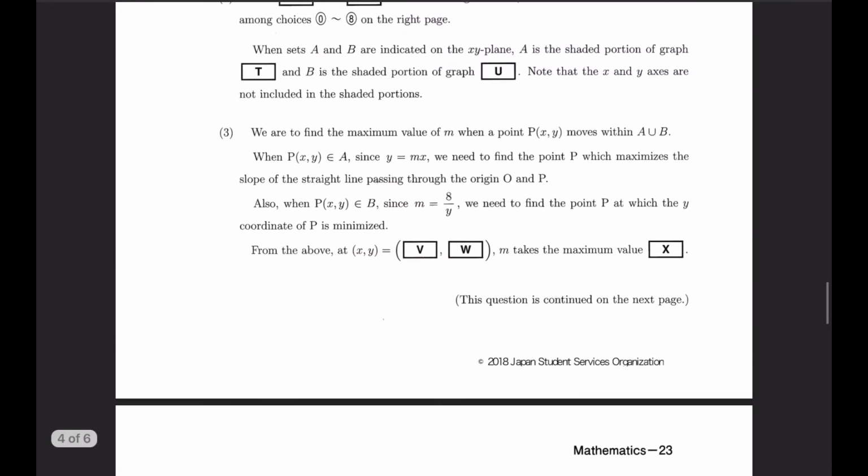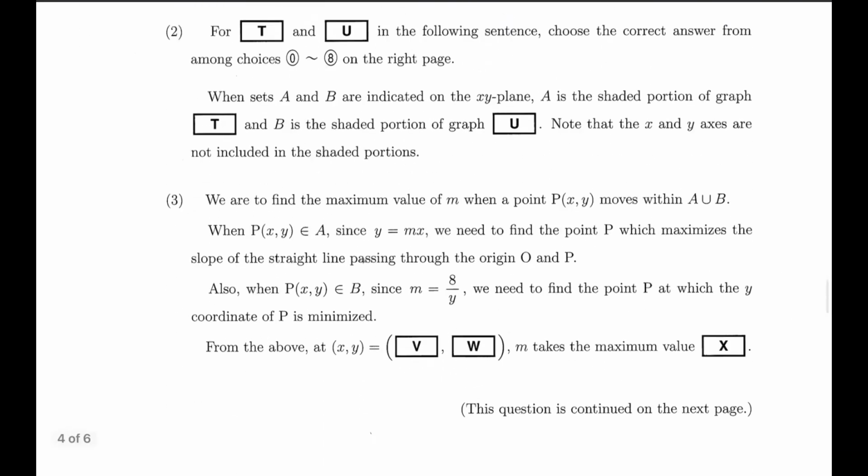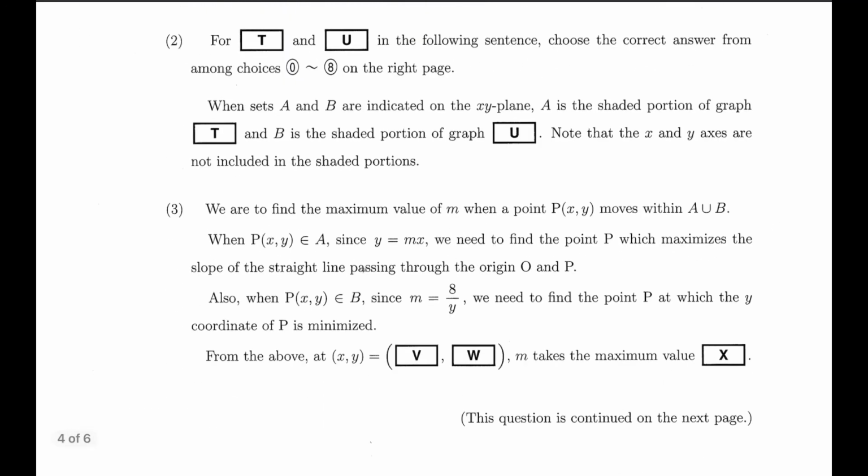The question is, when sets A and B are indicated on the xy plane, that means when we draw the region represented by A and B, A is the shaded portion of the graph T. Which graph, or which shaded region, represents A?